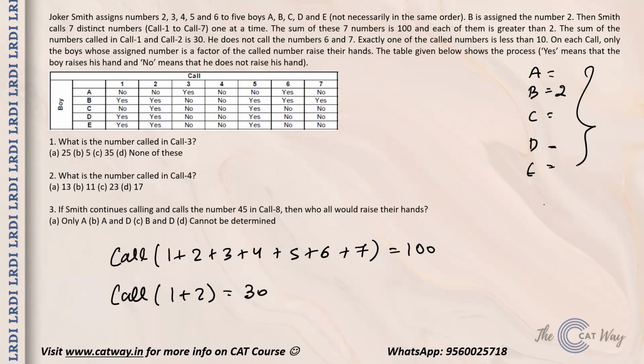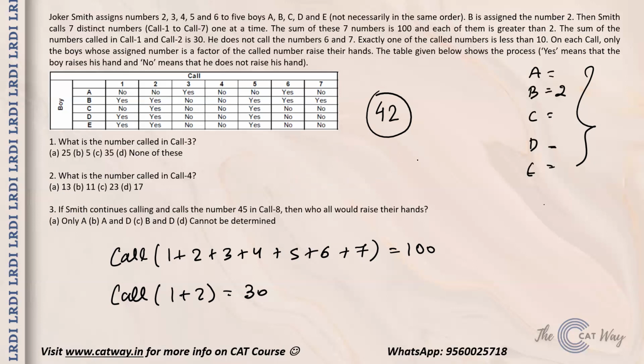So let's say the number 42 has been called. The person who has been given number 2 will be raising the hand, 3 will be raising the hand, 4 will not be raising, 5 will not be raising, and 6 will be raising the hand. So the people who have been assigned 2, 3, and 6 will be raising their hands if 42 is called, because among the numbers 2, 3, 4, 5, 6, only these three are the factors of 42. So this is the pure logic behind this question.